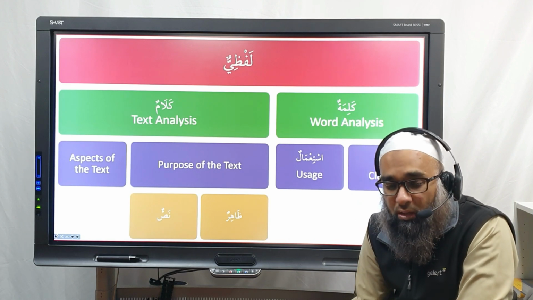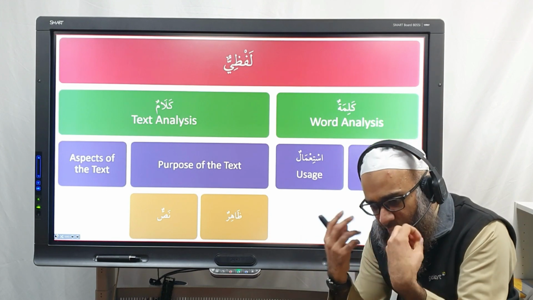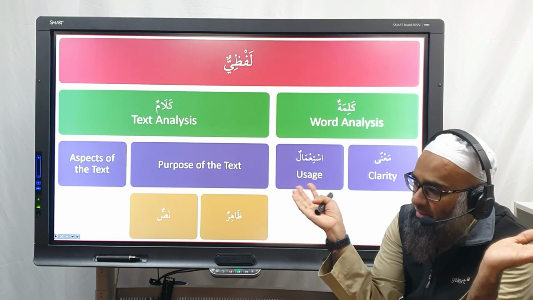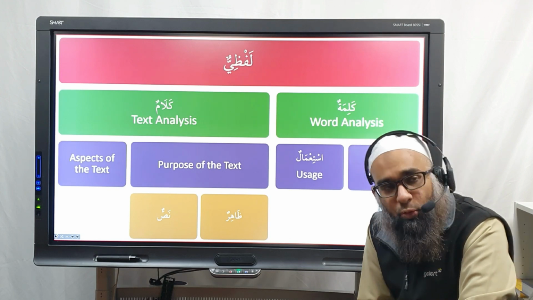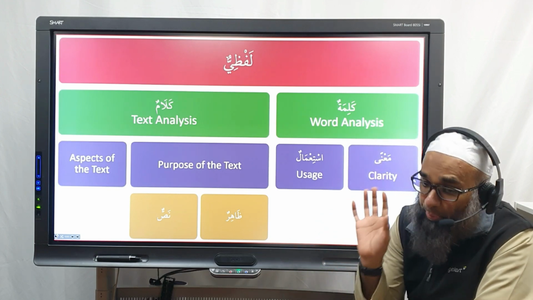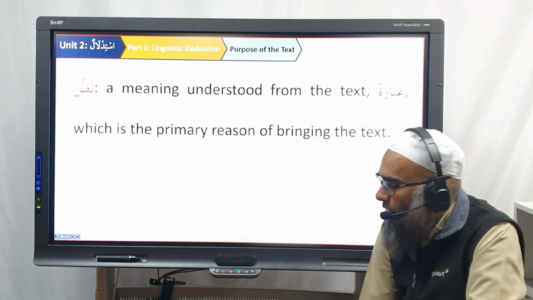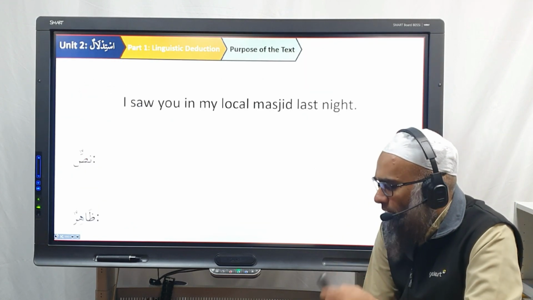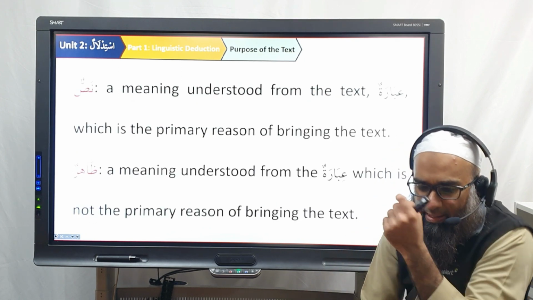ظهر يظهر ظهورا means to be apparent, to be clear, to be upfront. It's ظاهر, it's clear, evident. And nas, they use the word nas to refer to the purpose, the goal, the aim. Let me give an example here, and let me explain to you here. So nas means what? The reason you brought the text.